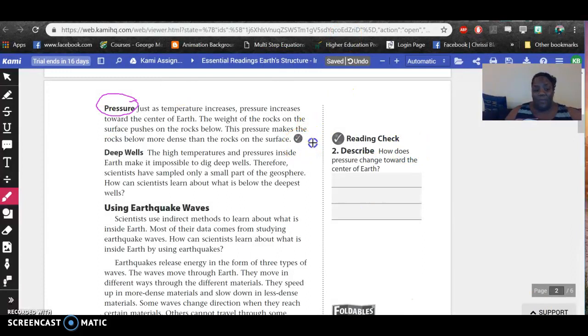Oh, look at this. Check mark. Going forward here. So let's answer. Read the check. Describe. How does pressure change toward the center of the Earth? Well, we just found out. Starting here.